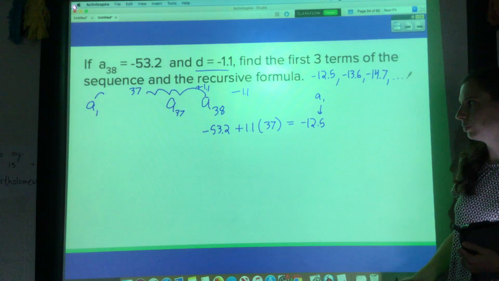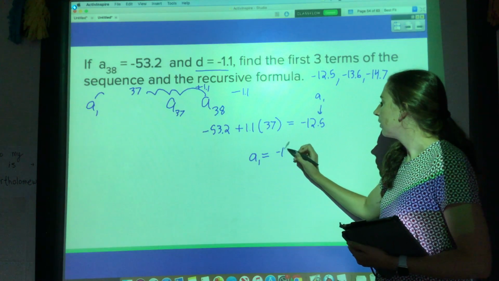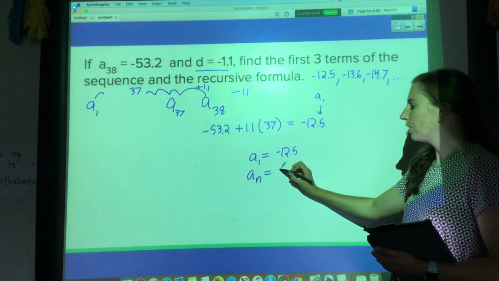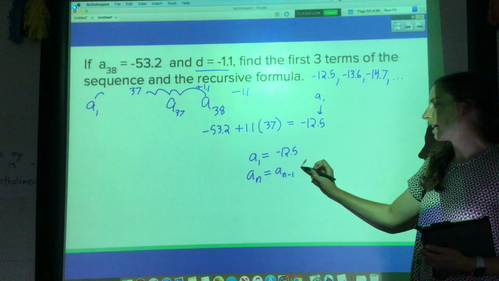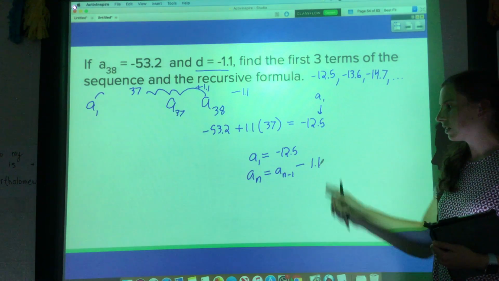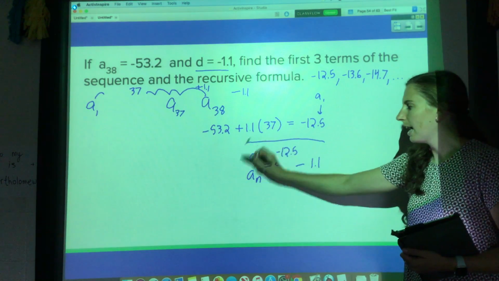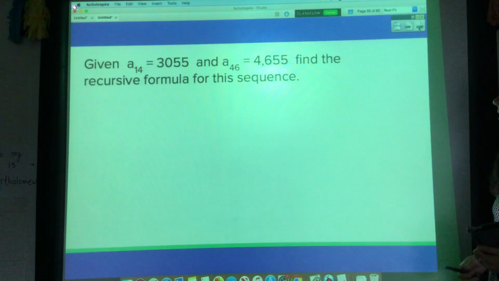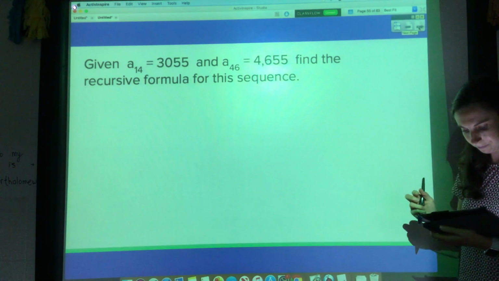For a recursive formula, I'll say, all right, A1 was negative 12.5, and then for any term after that, I'll just take the term before it and add the common difference. In this case, subtract 1.1. Remember, this is on your formula sheet. All you got to do is plug in the common difference. So that is my recursive formula.